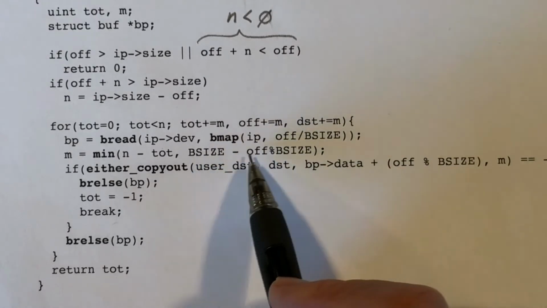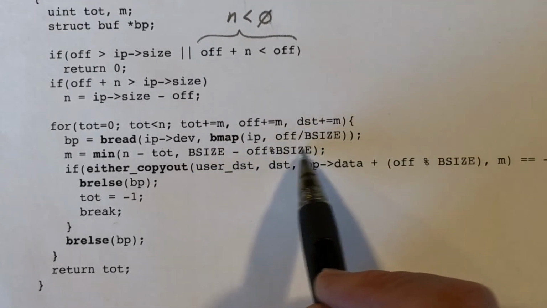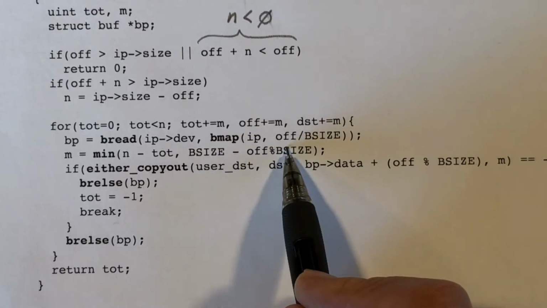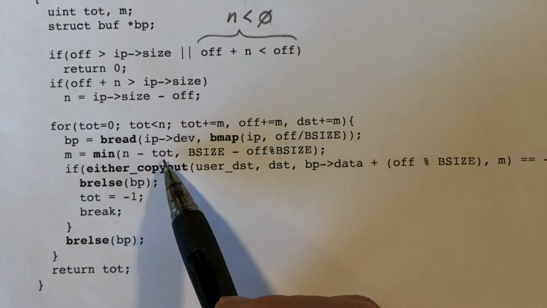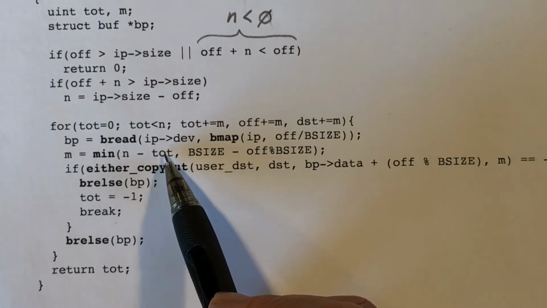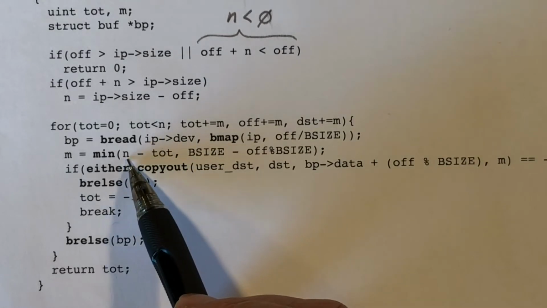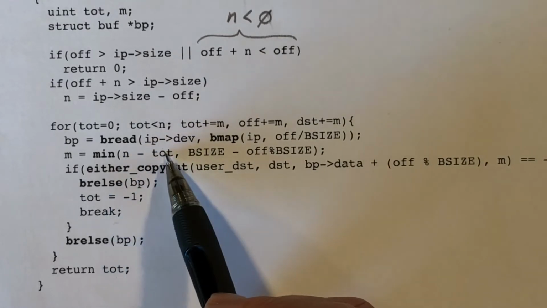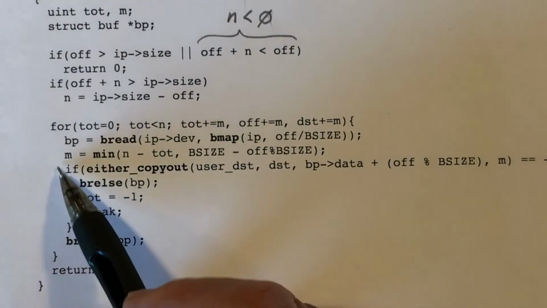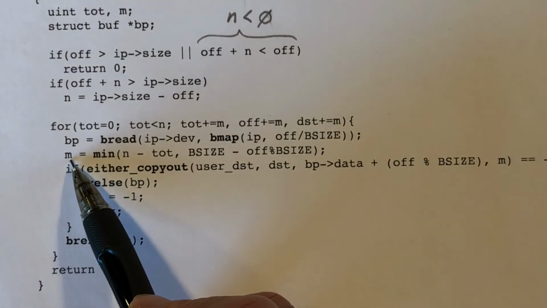So that's what we do here. We take the offset and see how much is left in this particular block with this expression here. And we don't want to transfer bytes beyond what we're supposed to transfer. So we look at how many bytes we've transferred so far and subtract that from n, and that's how many bytes we have left to transfer total. And we take the minimum of those two, and that will be the number of bytes we're going to transfer.